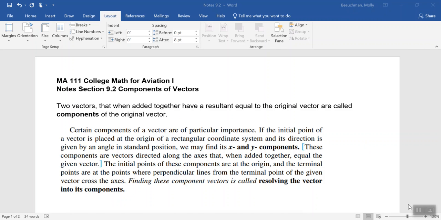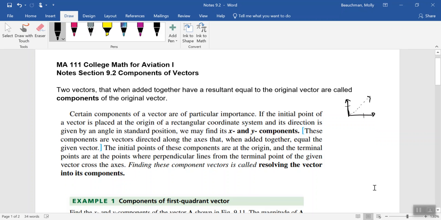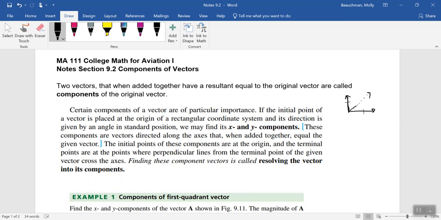Okay, so if you have a vector, I'm going to think of it as a parallelogram vector. If you use these two vectors and when you add them together, these two vectors when added together have a resultant equal to the original vector, they are called components. Those are called the components. So you'll be given the original vector and you want to find the two components.